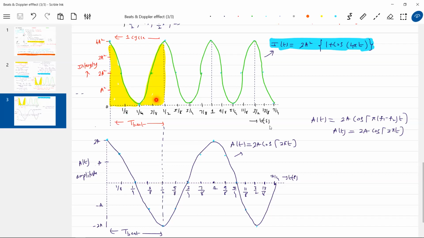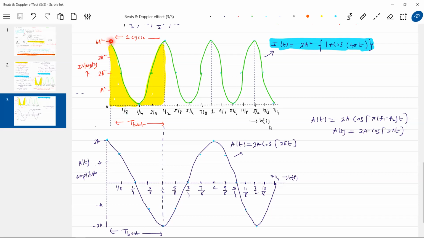For that, I should know the beat period, the time period. That time period, I'll call it a beat period. How to calculate the beat period? There are two things. First, in the intensity versus time graph, note down the time taken for one intensity cycle. So how do you say what is one intensity cycle? I think you know enough mathematics.